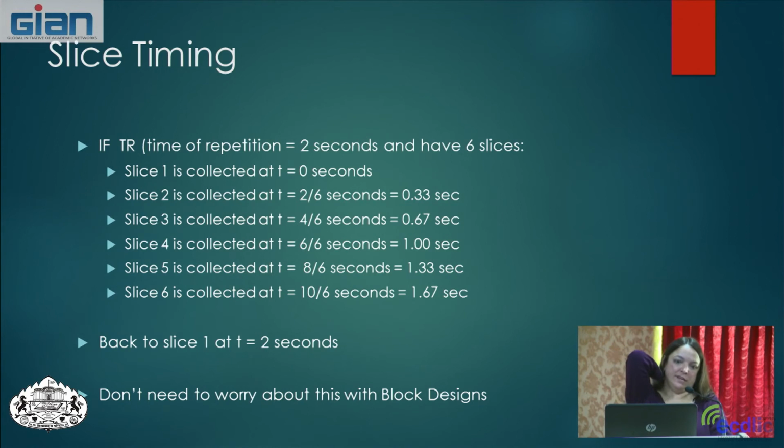And again, slice timing correction is just a technique that we use to pull all those slices back to the starting point of 2 seconds. So we can line them up and pretend like they were all collected at 2 seconds. Again, we don't need to worry about this step with block designs.